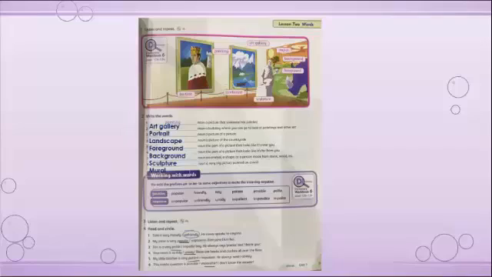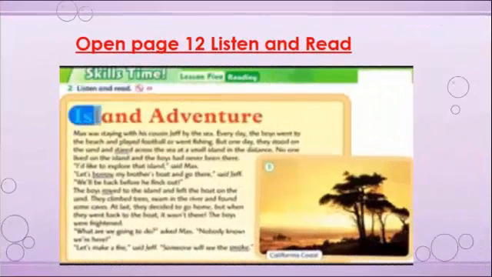Okay, look at exercise 4. Read and circle. So this exercise will help us to understand the meaning of the previous words better, okay? Island adventure.